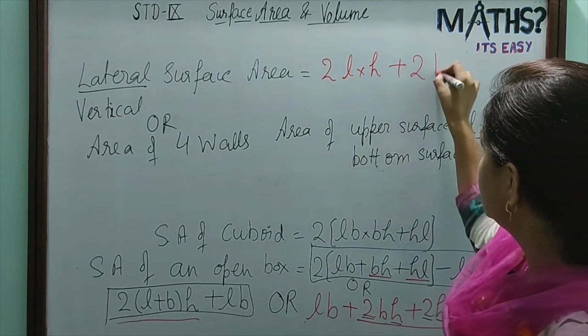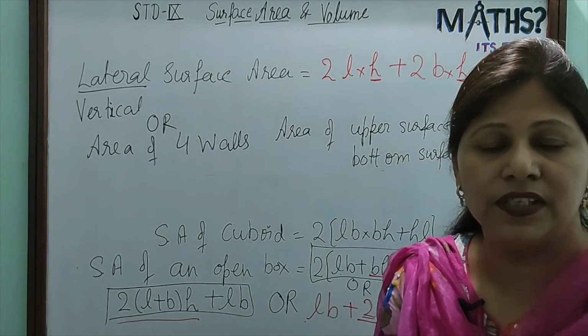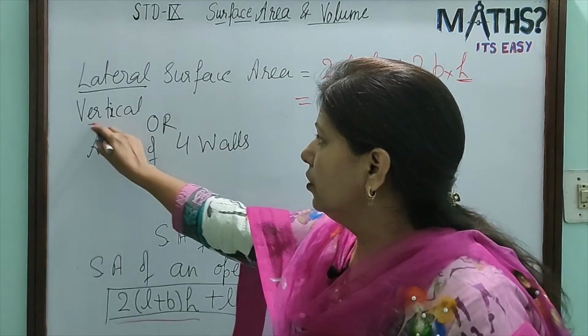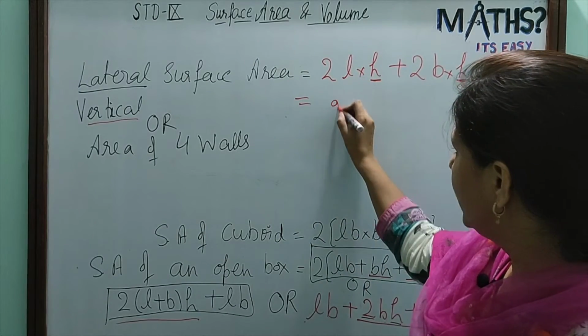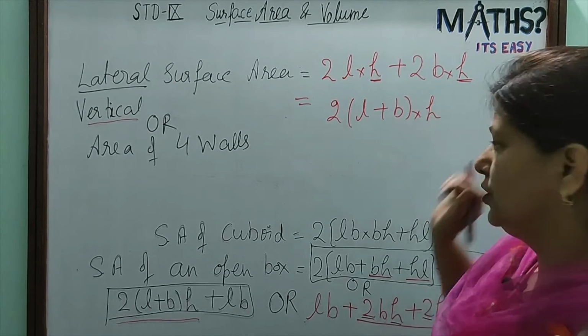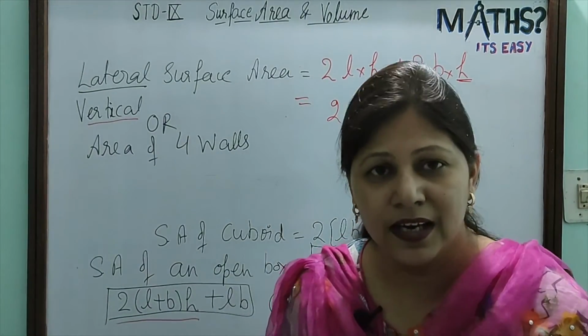plus twice B into H. We will take only the vertical surfaces with height. Any name can be given: lateral surface area, vertical surface area or area of four walls. So its formula will be 2(l plus b) into h. I hope these formulas will be now very clear to you.